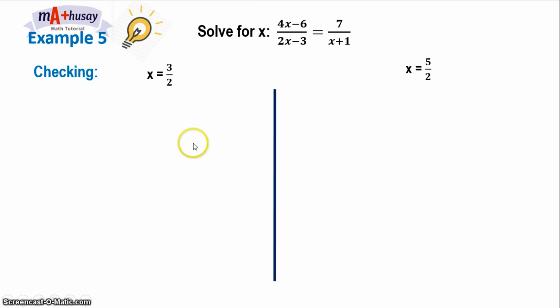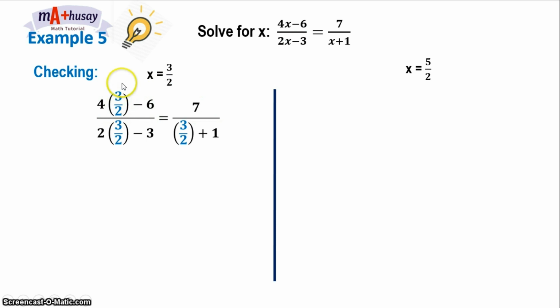So, kapag sinubstitute natin ang 3 over 2 sa original equation, we'll have 4 times 3 over 2 minus 6 all over 2 times the quantity of 3 over 2 minus 3, which is equal to 7 over 3 over 2 plus 1. So, kung mapapansin ninyo, 4 ay pwedeng i-cancel with 2, di ba? Kasi may dalawang 2 sa 4.